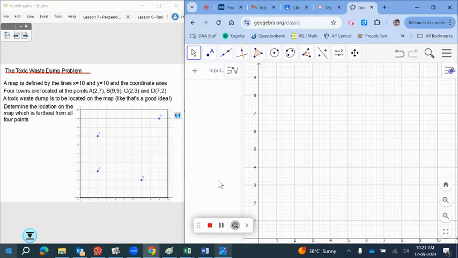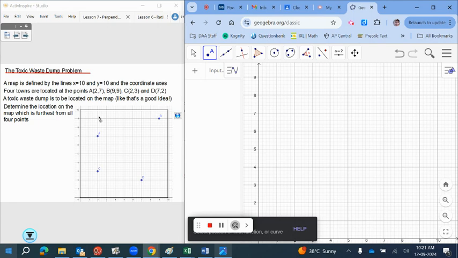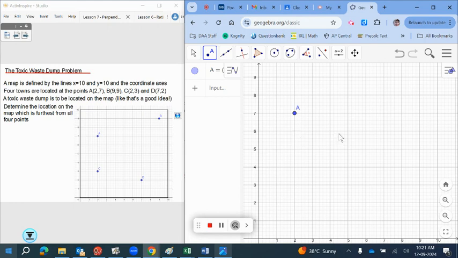Okay, this is a classical math problem called the toxic waste dump problem. We have a space defined by the axes and the lines x equals 10, y equals 10. And we have 4 towns located at different points. The first one is point A, which is located at 2, 7. So 2, 7 is going to be here. This is point A. Point B is up here at 9, 9. Point C is at 2, 3. And point D is at 7, 2.